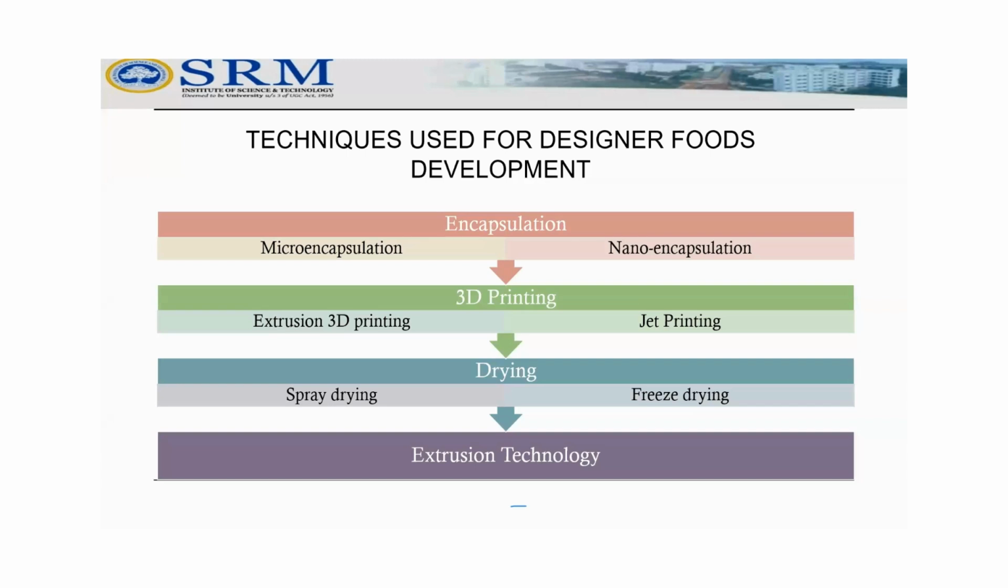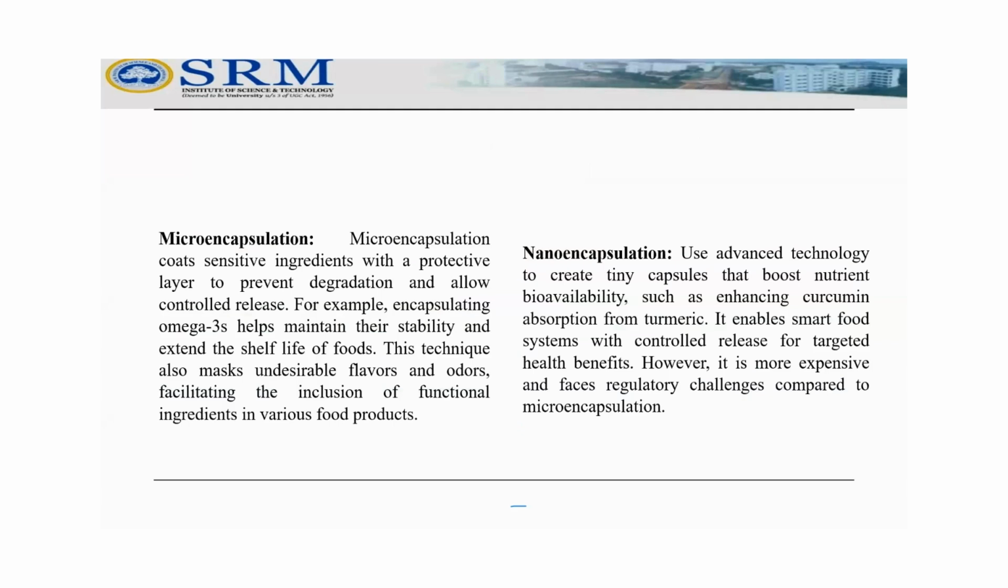It is not that designer foods can be developed using only the listed techniques. You can adopt any suitable technology as per your objective of designer food development. So commonly used technologies are encapsulation, 3D printing, drying, and extrusion techniques. Let us discuss one after the other. First, let us move to encapsulation. There are two types of encapsulation, which almost all of you may know: micro encapsulation and nano encapsulation.